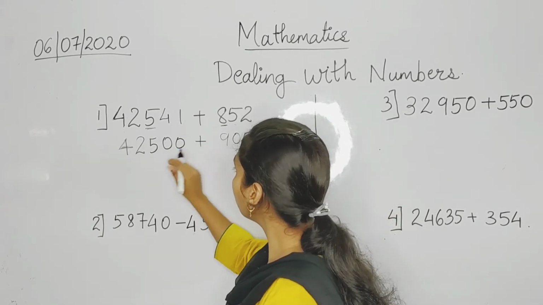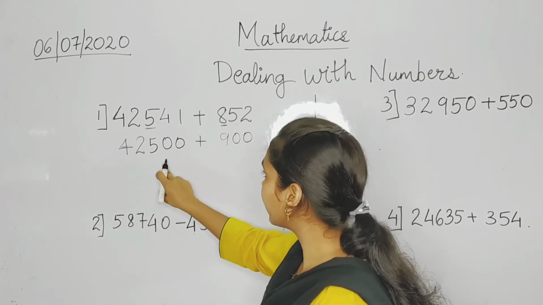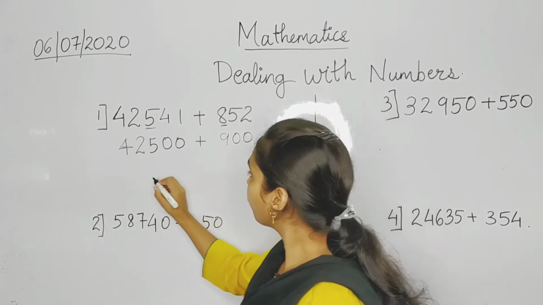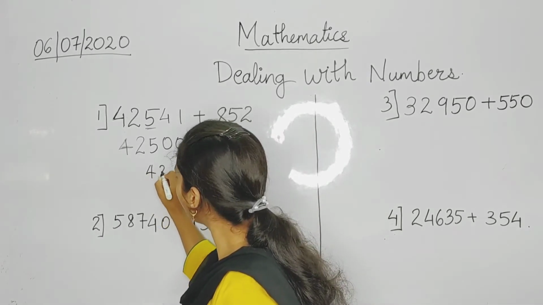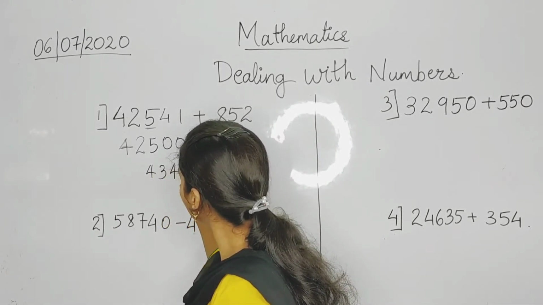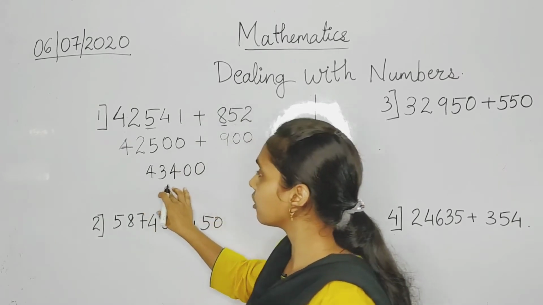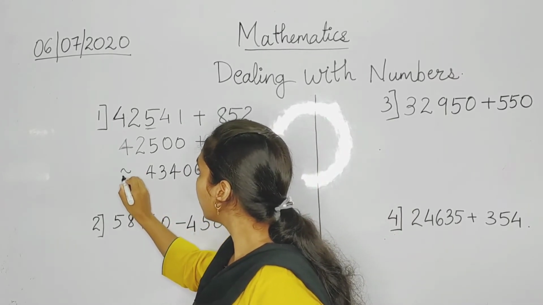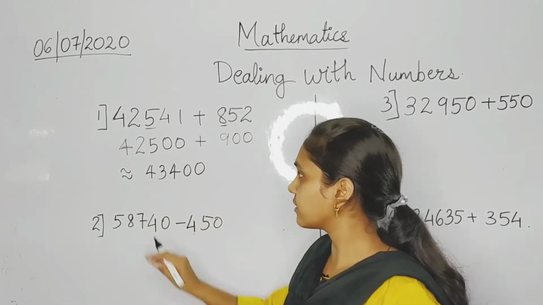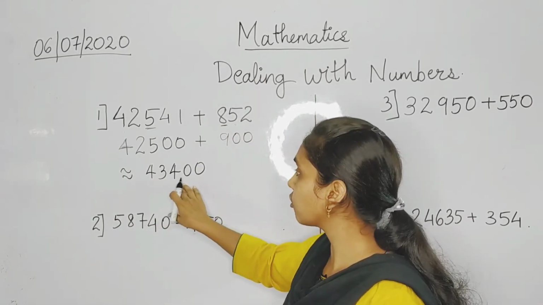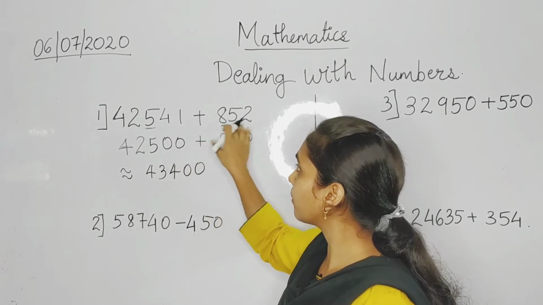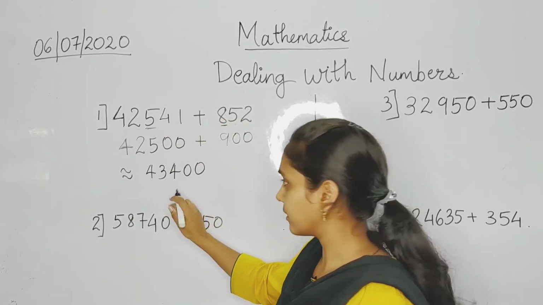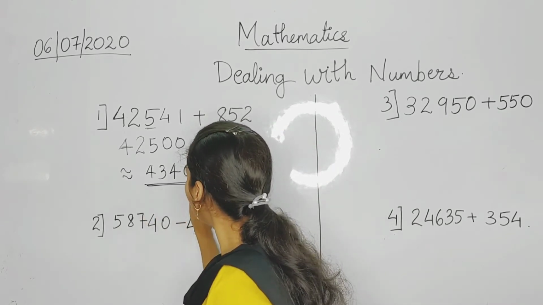And now we have to add these both. So after adding 42500 to 900, we get 43400. Okay, so this is your answer, and this is not equal to, so we put an approximately equal to sign. This is approximately equal to, which means this is not the correct answer of the addition of these two numbers. This is an approximate answer. So this is your final answer.